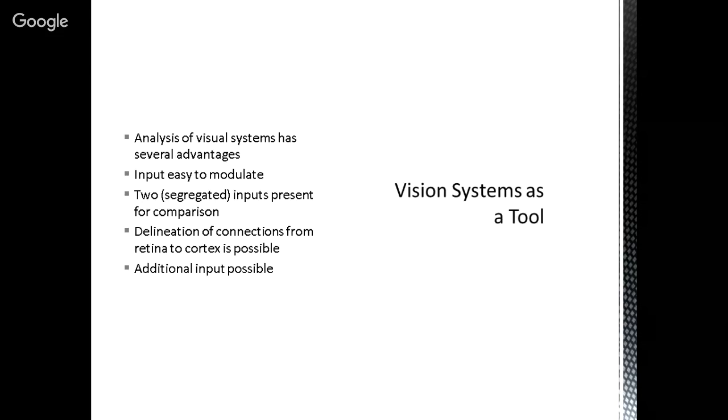So input's easy to modulate. You close one eye, or you close it for a short time with sutures or other mechanical means. You have two segregated inputs that are present, and you can say, okay, if I stimulate one eye or the other, what do I get? You can change the stimuli after the experiment, and then you can look at the connections from retina to cortex using tracers. So this is another technique that gets used. And additional input is also possible. This is where we add function and see what happens.